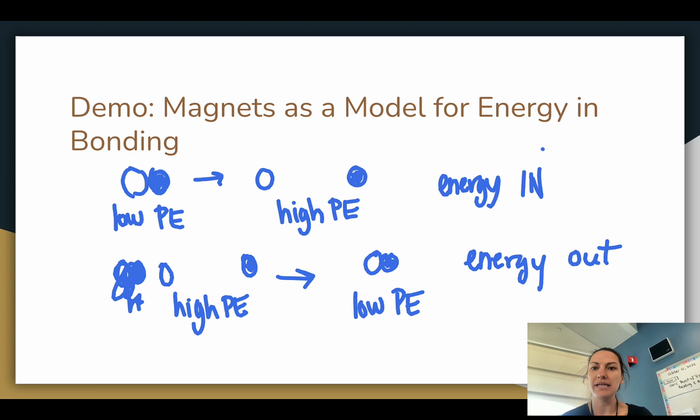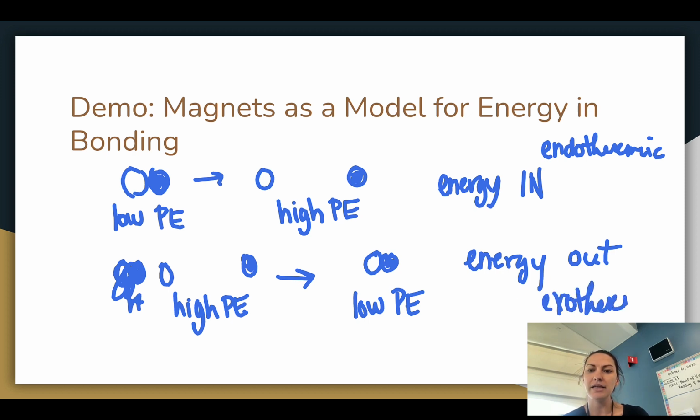So this would represent an endothermic process. Energy is going in, and this would represent an exothermic process. Energy is overall going out.